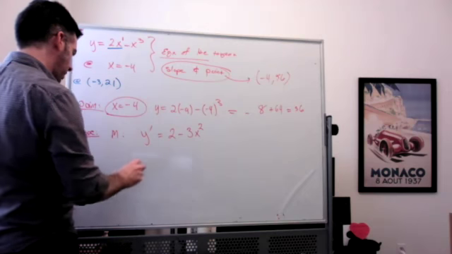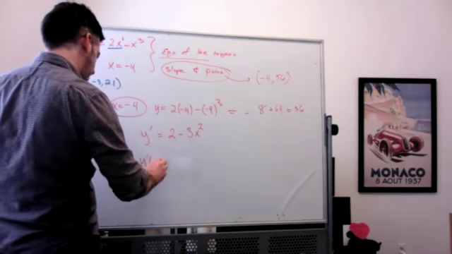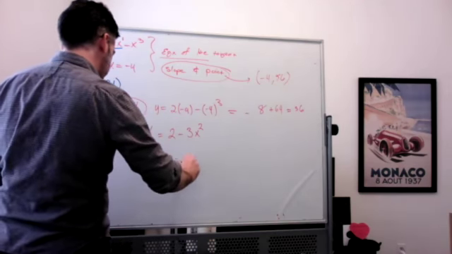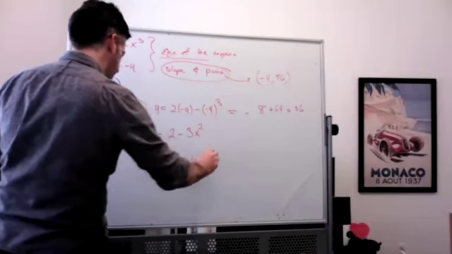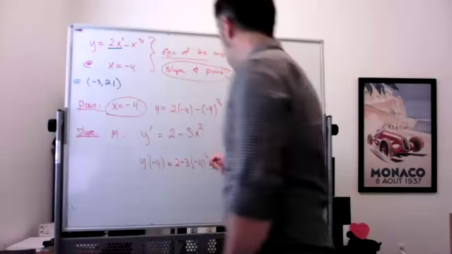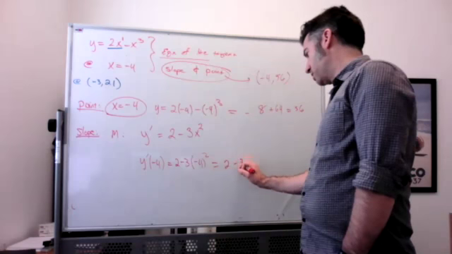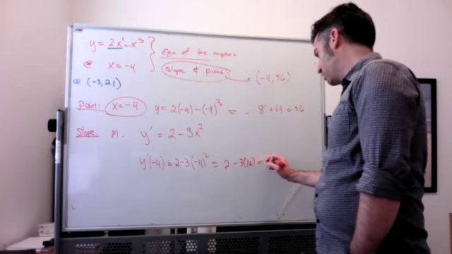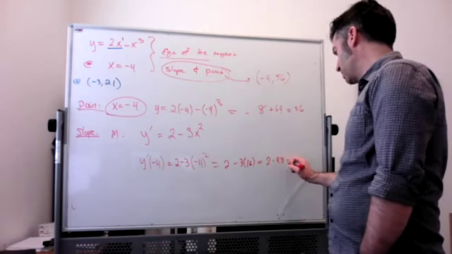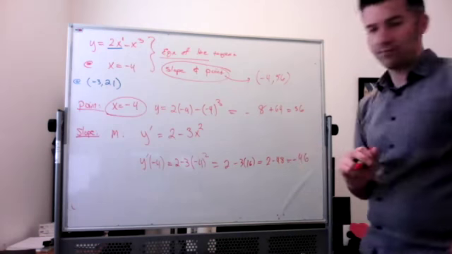So I'm going to plug in -4 and get 2 minus 3 times -4 squared, which is not a very nice number, but it's fine. It's 2 minus 3 times 16, which is 2 minus 48, which is -46.